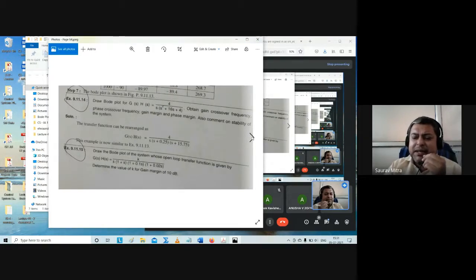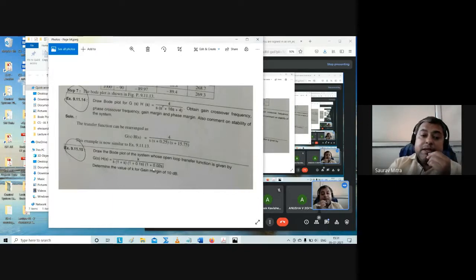The same thing I'm repeating. There are only 2-3 basic fundamentals, there is no very big fundamental there. Every first order s in the denominator contributes minus 90 degrees. That you have to remember. So here we will find the phase crossover frequency, and here we will find the gain crossover frequency.